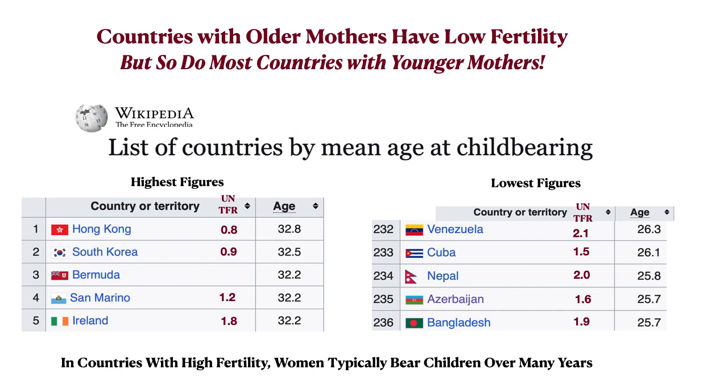You can see Venezuela at the replacement level, Cuba, Nepal, Azerbaijan, Bangladesh also well below, and Bangladesh with the lowest age. The reason you get this sort of thing is countries with real high fertility, like those in Central Africa, women are bearing children over many years. They're starting relatively young, and they're having children through their 20s into their 30s, and that's when you get these very high birth rates. So it's an interesting question. Well, women in Bangladesh are having birth at relatively young ages. How is the birth rate so low?